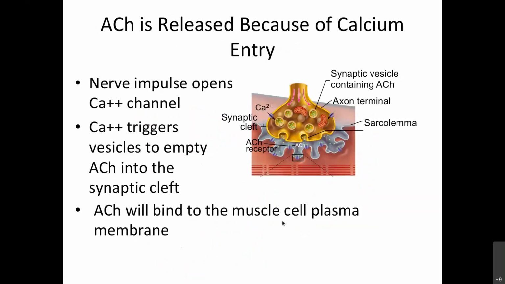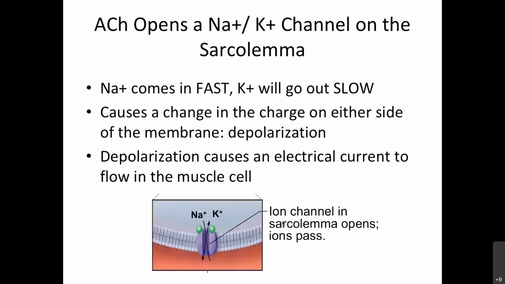Acetylcholine is released because the nerve gets an impulse that's going to come down the nerve fiber. Calcium comes into the neuron, and the calcium tells the neuron, okay, dump out all that acetylcholine. The acetylcholine will dump out into the synaptic cleft. It'll float on down, and it will bind to the muscle cell plasma membrane, what we call the sarcolemma. This will open up a cation channel.